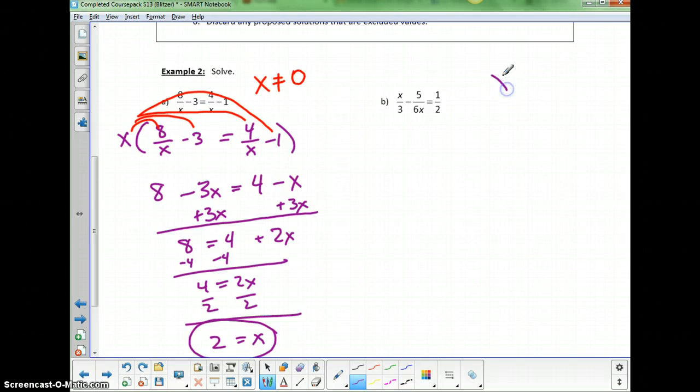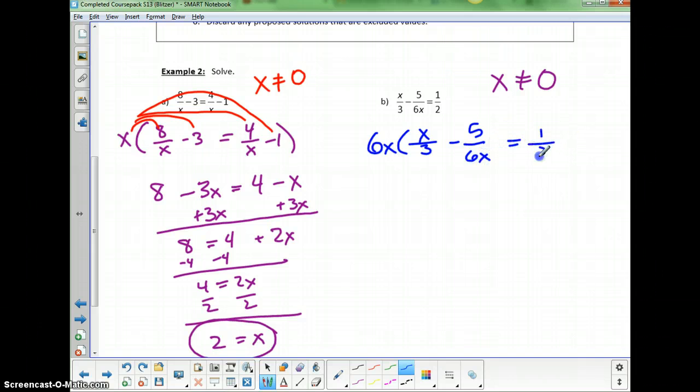The extraneous solution here is that 6 times x cannot be 0. So if 6 times x can't be 0, again, x can't be 0. Let's multiply everything by the LCD. The least common denominator here is going to be 6x. These are just monomials, so I'm not worried about factoring. So I've got x over 3 minus 5 over 6x equals 1/2. We're going to make sure to multiply everything by this 6x.